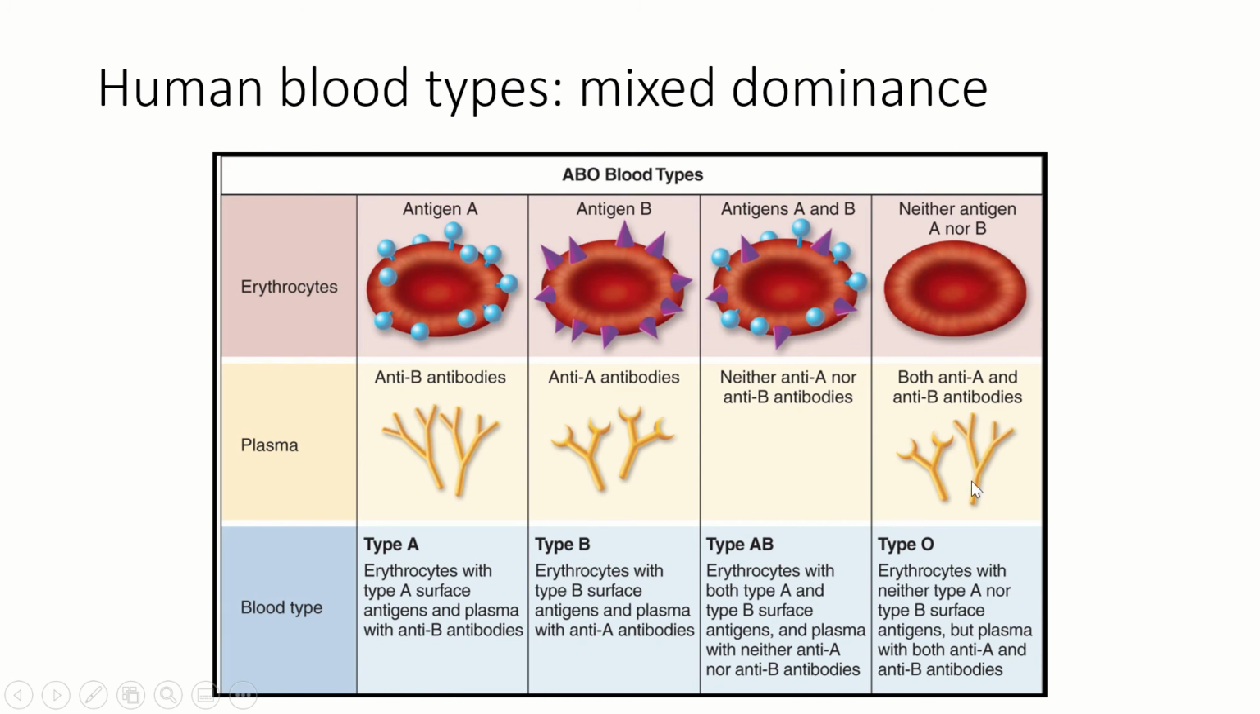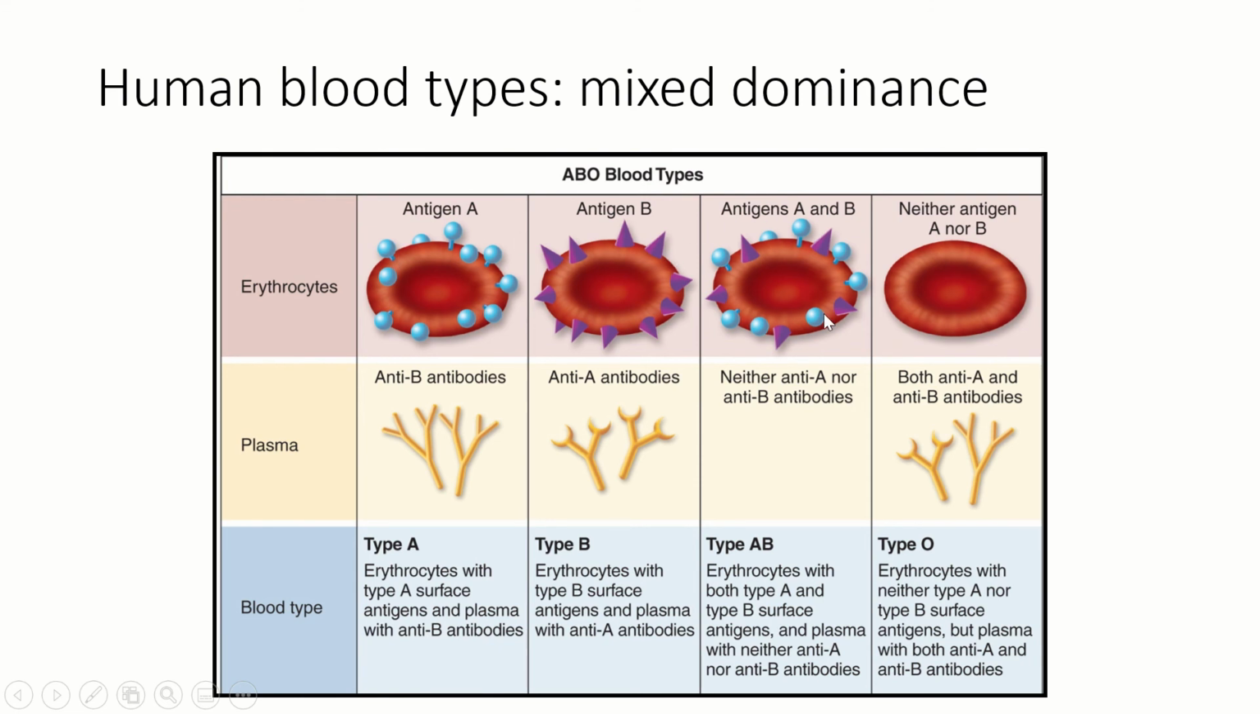And this is why you can't mix blood types. Because if you put type AB red blood cells in somebody with type O blood, the antibodies are going to bind to the antigens on the red blood cells and actually clump the red blood cells together, which is really bad for blood flowing through your veins. It just stops.